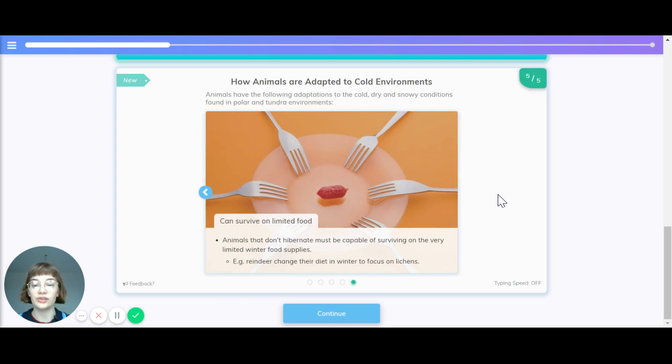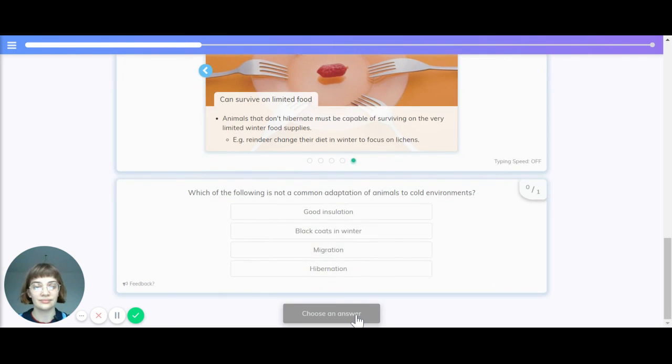Can survive on limited food. Animals that don't hibernate must be capable of surviving on the very limited winter food supplies. For example, reindeer change their diet in winter to focus on lichen. Which of the following is not a common adaptation of animals to cold environments? Is it good insulation, black coats in winter, migration or hibernation?